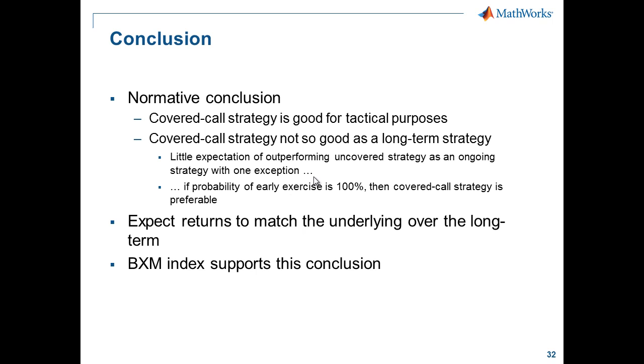And what that means is the optimization is showing that if you have an ongoing strategy with a probability of exercise less than 100%, it's favoring the uncovered strategy, which means the covered strategy does as well or worse over the long term. And so we would expect that our returns for the covered strategy would pretty much match the underlying. And that's actually what we saw if we looked at the BXM index data.